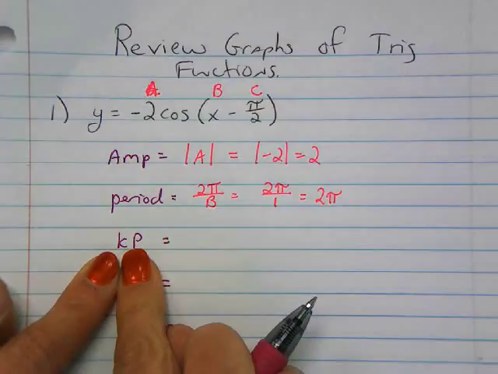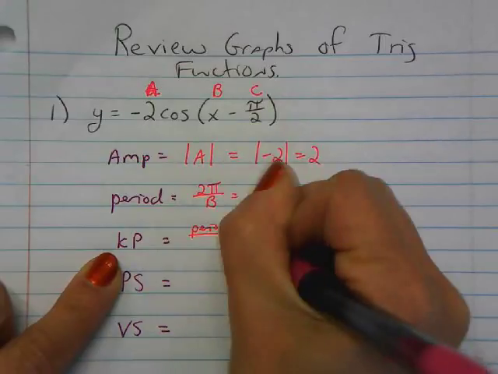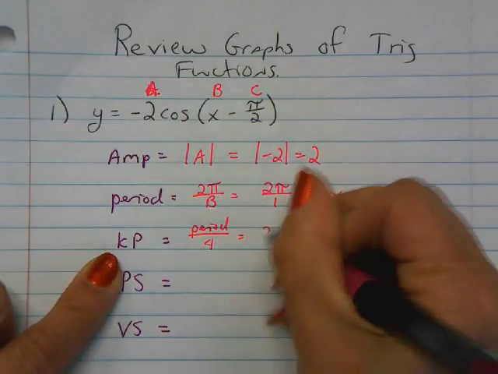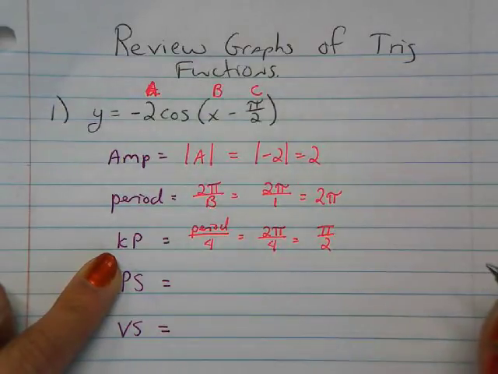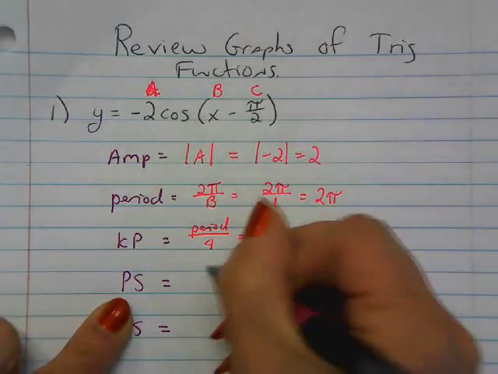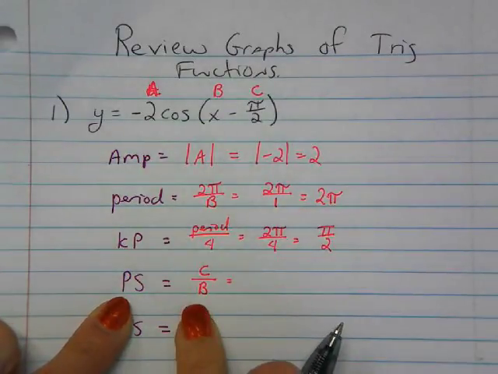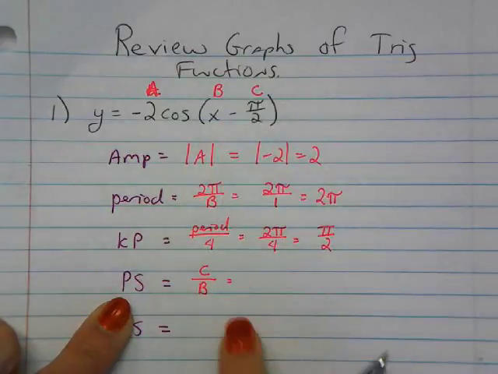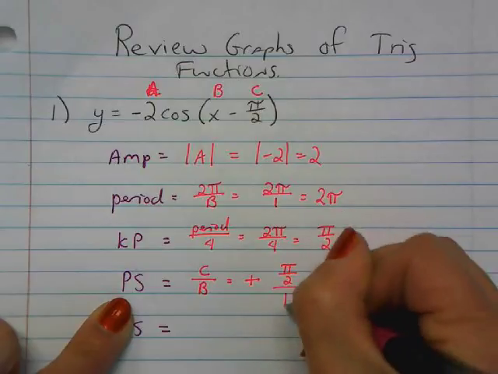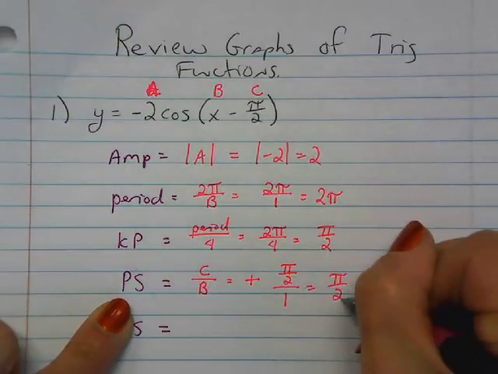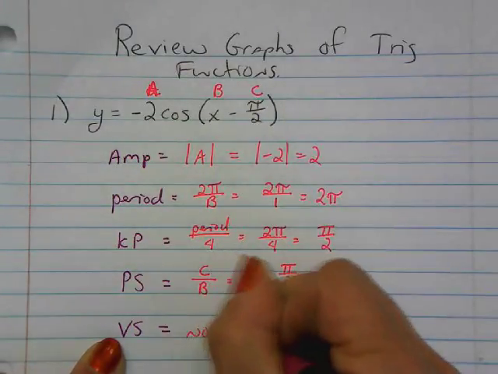Okay? Key point. Do you remember how to find the key point? You take whatever your period was and you divide it into fourths. So my period was 2 pi. I divide it into fourths and I get pi over 2. My phase shift is C divided by B. And remember, there is a sign change. So since this has a negative, my phase shift will be positive pi over 2 over 1, which is just pi over 2. And vertical shift is if you had anything tagging along out here. So I have no vertical shift.